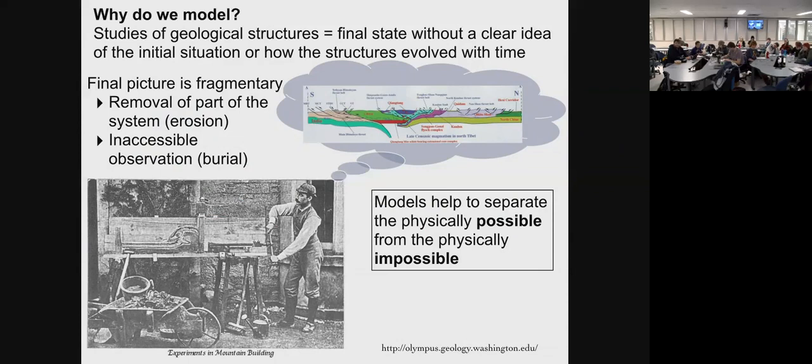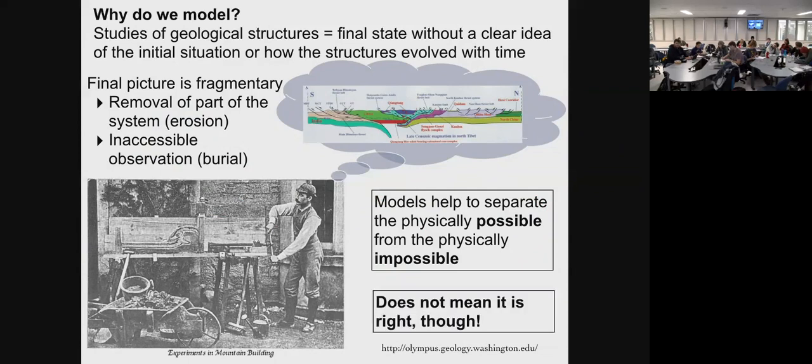And finally, this is probably the most important aspect of a model: we want to separate what's physically possible from what's just downright impossible. That does not mean that our model is right, though. In fact, most models, just like any cross-section or any geological map, is an iteration process. You come back 20 years later with a better understanding of certain things, and suddenly your cross-section looks very different. Or your map, or even your numerical approach or your analog modeling approach.